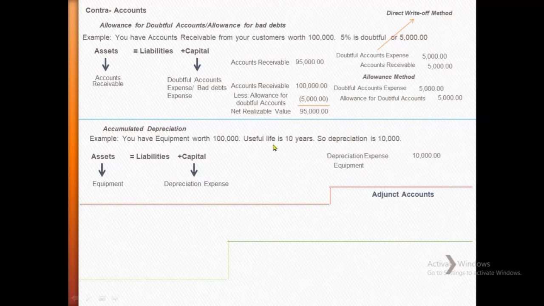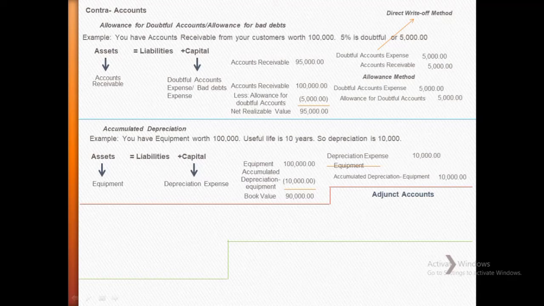Unfortunately, there is no direct write-off here, not the same with the direct write-off in the allowance for doubtful accounts. So we cannot use the equipment account. Instead, we are going to use the accumulated depreciation dash equipment of 10,000. So in the presentation, we're going to present equipment at its gross of 100,000 and we are going to deduct the accumulated depreciation equipment balance of 10,000. Then we will have 90,000, which is what we call the book value of the equipment.